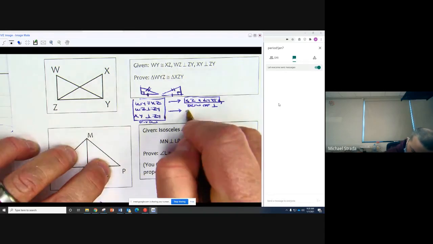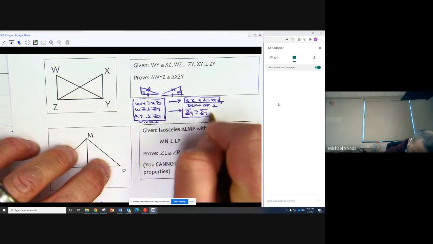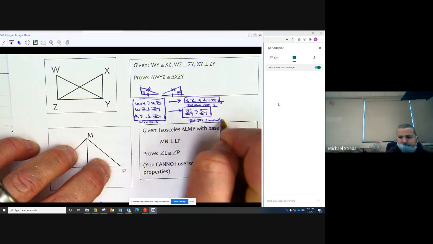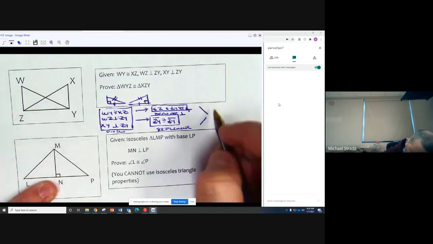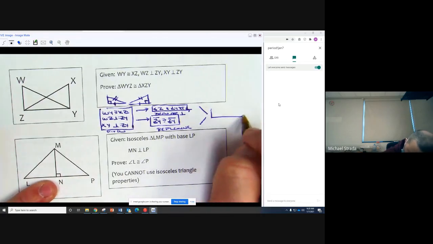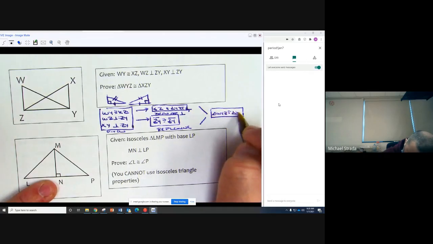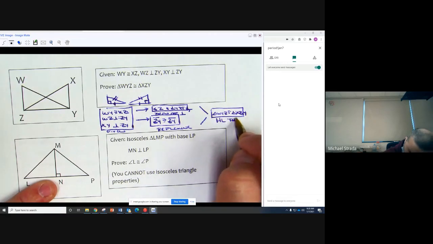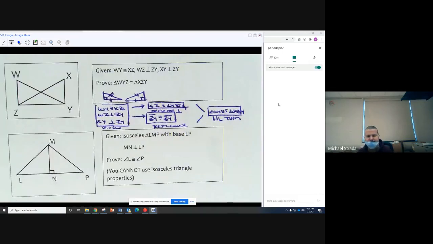In addition, we have ZY congruent to ZY as the reflexive property. And if we put all that together, we can say that triangle WYZ congruent to triangle XZY, hypotenuse leg theorem. So that's a nice quick one. Right.